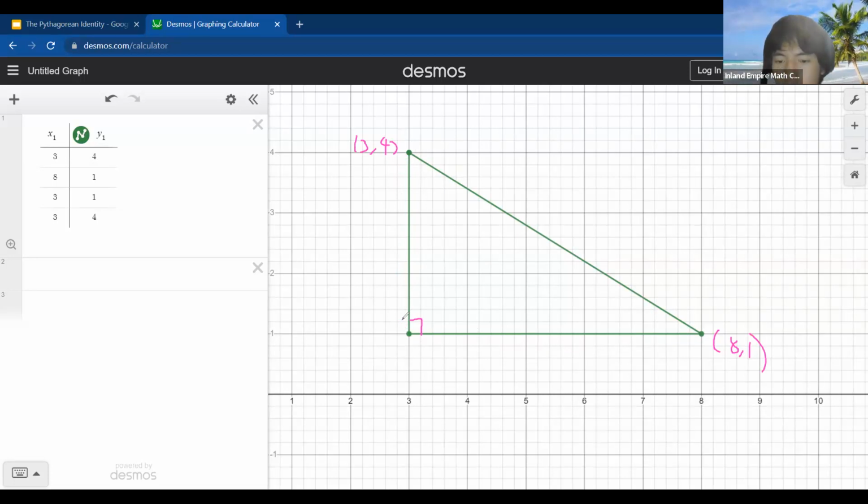Is it 3? That's right, it's 3, because here's 4, here's 1, so obviously it's 3. Very good. Joyce, what's the change in x direction? In other words, what's the side length here?